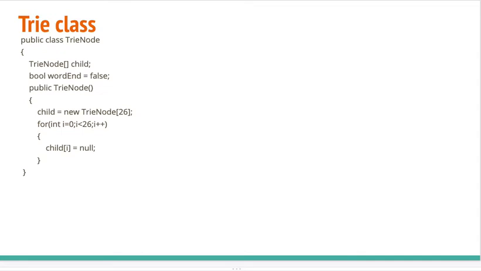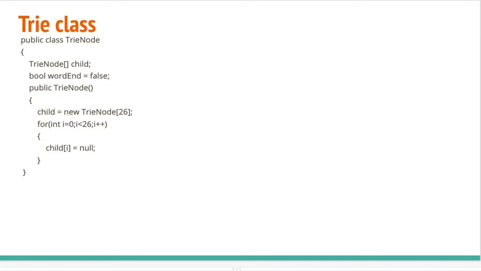Okay, so I'm calling it TrieNode for the class, so public class TrieNode, and the first variable is an array of TrieNode. I'm calling that child, and wordEnd is a boolean value initialized to false by default. And then in the constructor, the child is getting initialized with 26 TrieNodes.